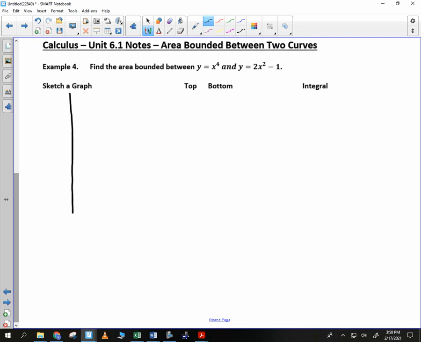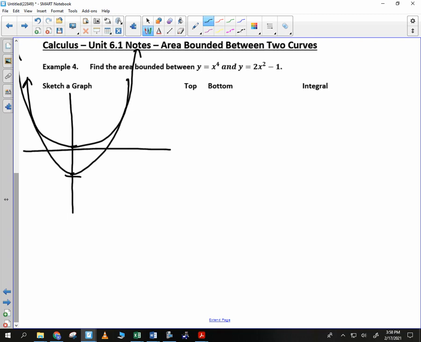X to the fourth looks a lot like x squared. It's just wider, so it looks maybe something like that. And then 2x squared minus 1 is a parabola that's shifted down 1. It comes up and it just touches tangent on the sides. So what we're looking for is this area right here. You can see the top function is definitely x to the fourth, and the bottom function is 2x squared minus 1.